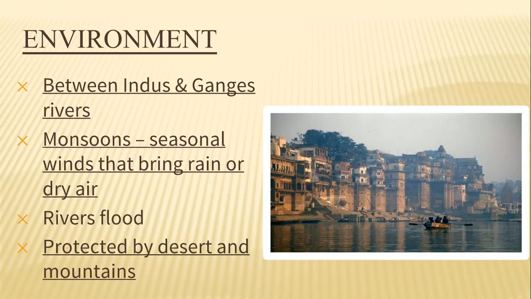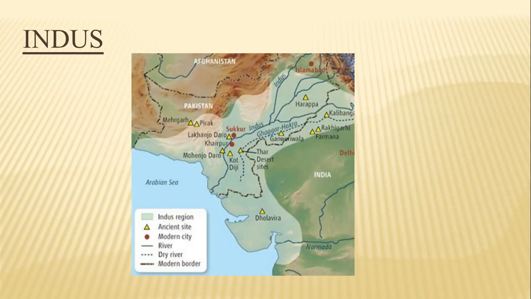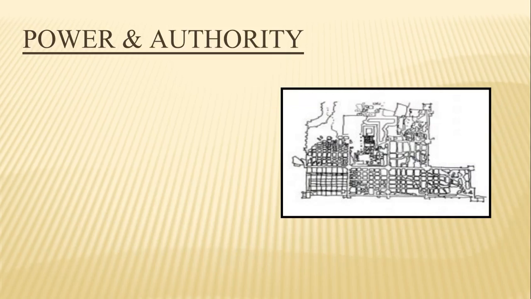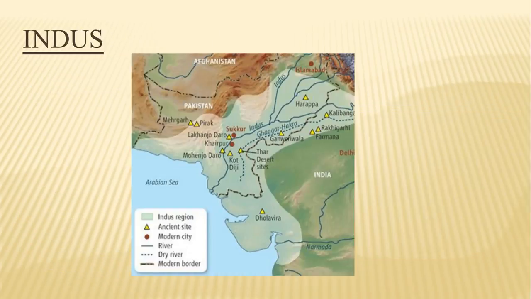In ancient India, it's also important to note that they are protected by deserts. They're protected by the coastline on one side, and they're also protected by mountains to the north, both to the northeast and the northwest. When we look at a map of the Indus River Valley, you can see the mountains. The mountains to the northwest of them are called the Hindu Kush Mountains, and if you go a little bit to the east, you get to the Himalayas. The Himalayas are the largest mountains in the world.